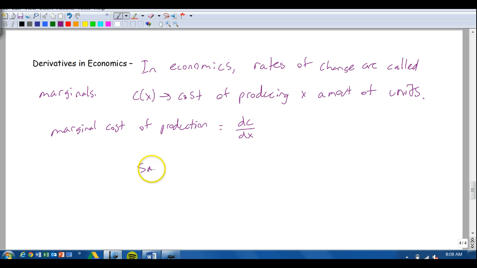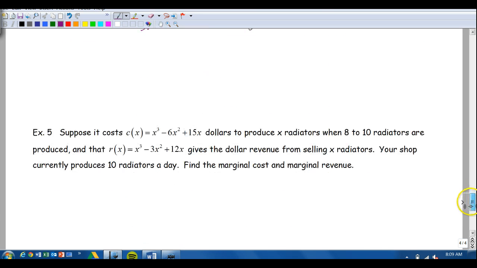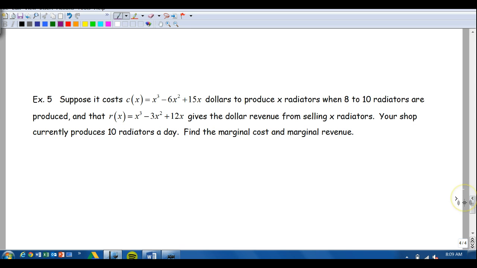And you can do the same with revenue. Remember, revenue is the money you take in. Cost is how much you are paying to get this all happening. Oh, sorry. This should be revenue. So you can do the same thing with revenue. Okay, so let's look at this. It costs you that many dollars to produce X radiators only when X is 8 to 10. So this is the equation for that, and then the revenue is given as that equation. We are currently producing 10 radiators a day. Find the marginal cost and marginal revenue.